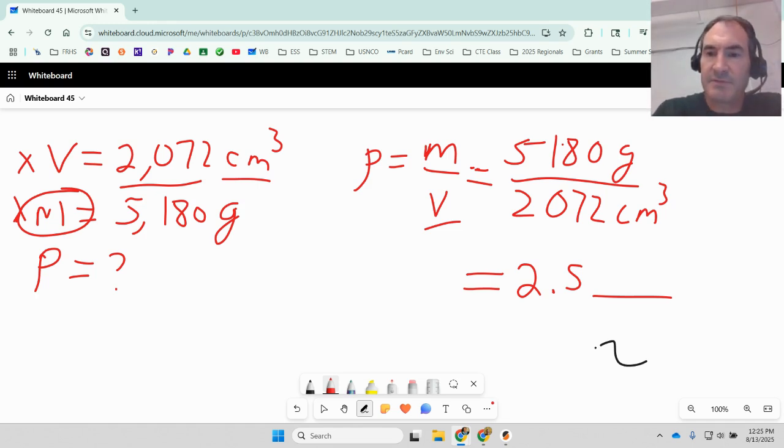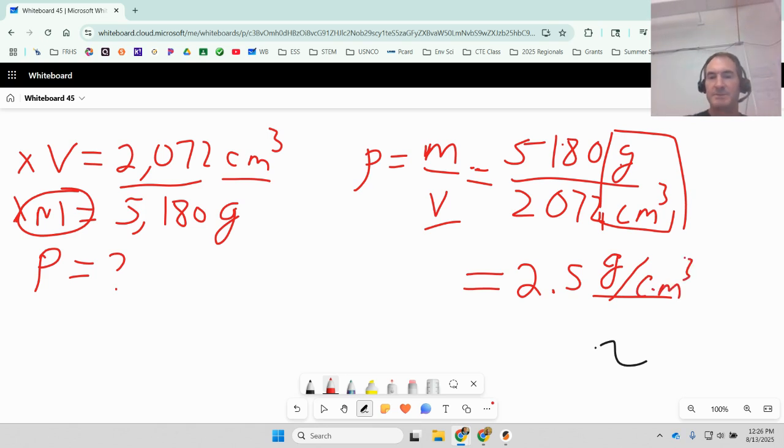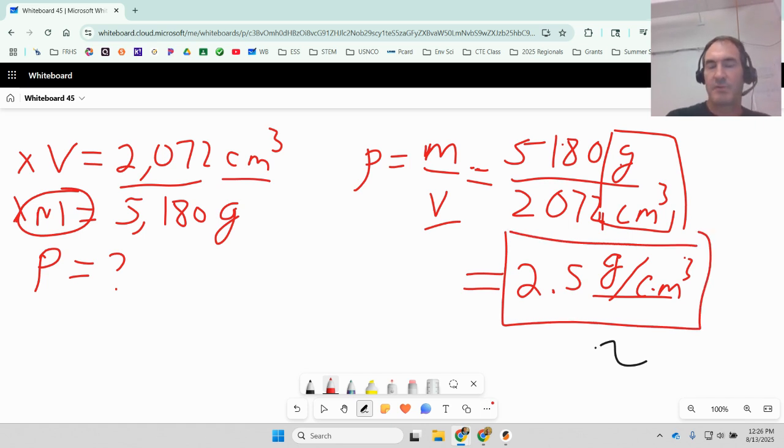Now we need our units. And so all you have to do is follow your units here, right? We have grams divided by cubic centimeter. And so I'm going to write grams per cubic centimeter. Okay, so that would be our answer for the first problem. You'll be doing this again a lot tomorrow. Okay, let's go to the next one.